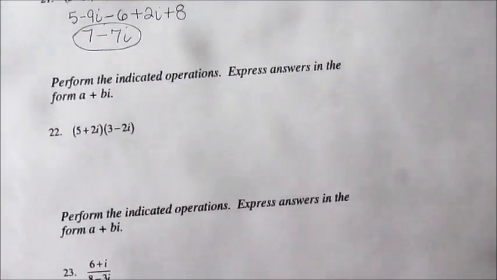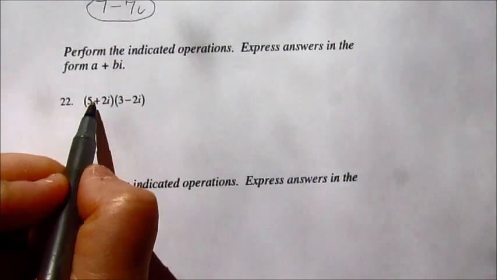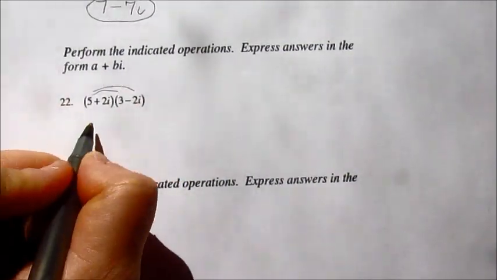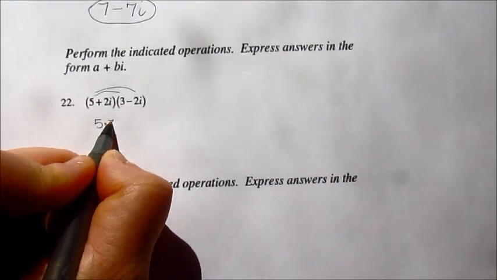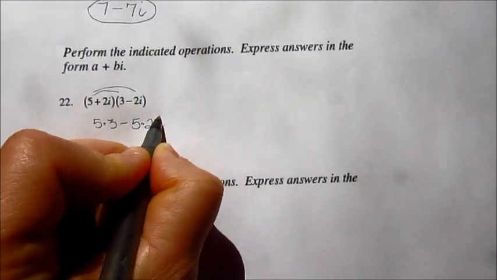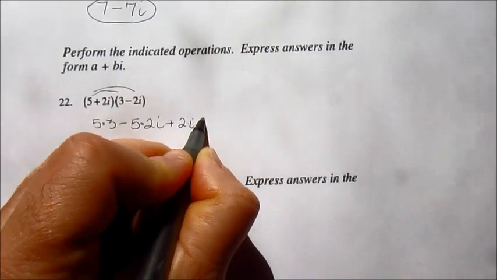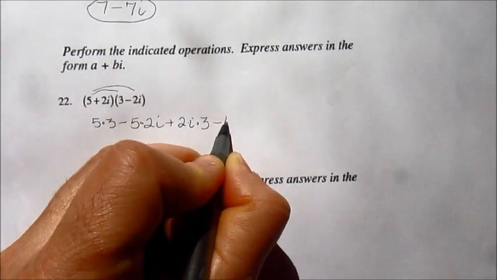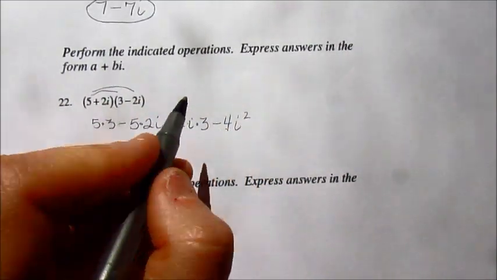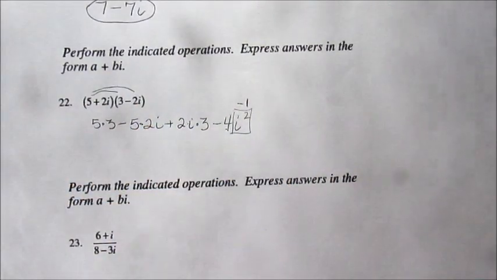Next thing we want to do is multiply. Looks like a binomial times a binomial. Treat it like a binomial times a binomial. 5 times 3 minus 5 times 2i, think of it as an x, plus 2i times 3 minus 4i squared. Sorry about that, I multiplied 2 times 2. This is what you need to know, that i squared equals negative 1.